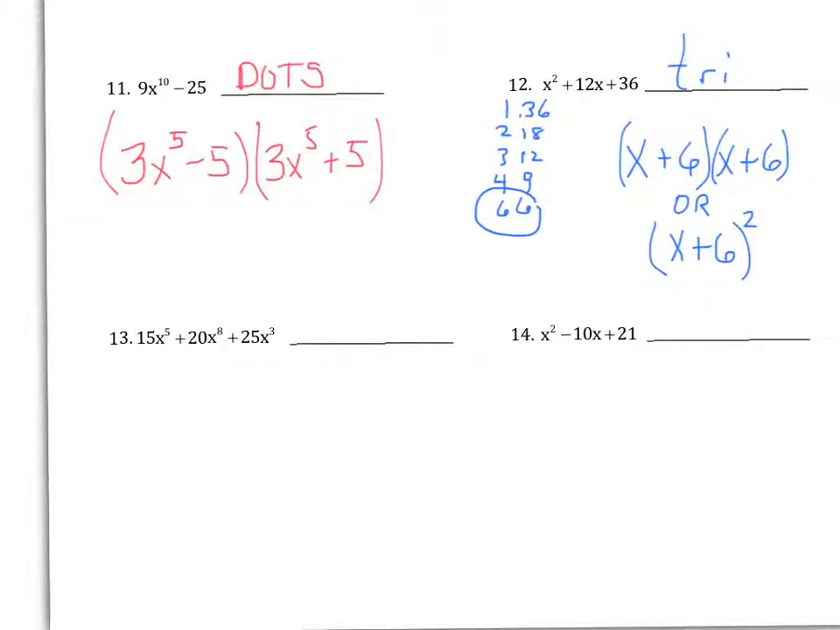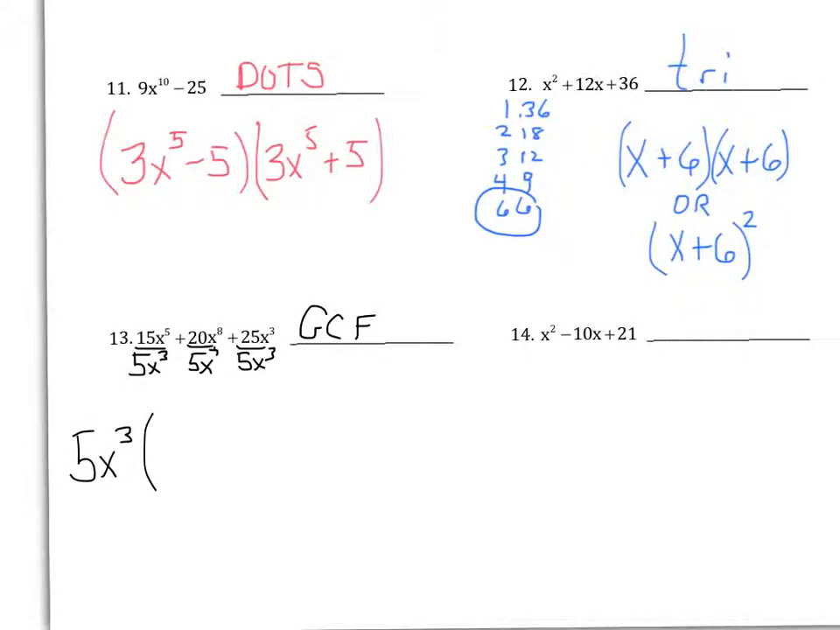Number 13. A lot of numbers here, a lot of variables. I think this one's going to be a GCF. So the 15, the 20, and the 25, the number that goes in all three of those would be 5. And the most x's that each of them can give up would be 3. You got to look for the smallest one. So 5x to the third is my GCF.